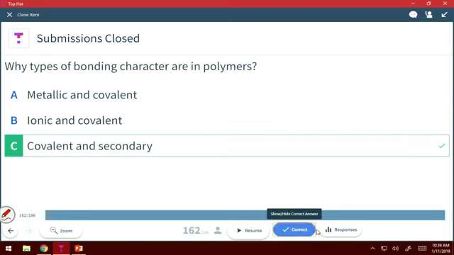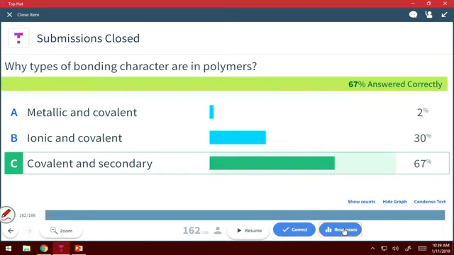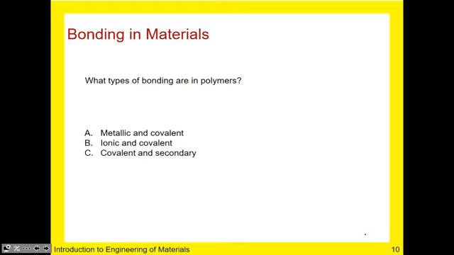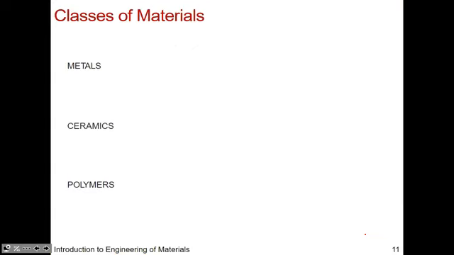Let's see. All right. So we're improving in percent correctness, which is great. So we'll cover this in great detail as we go on, but that's just to see if you've read beforehand. Right.